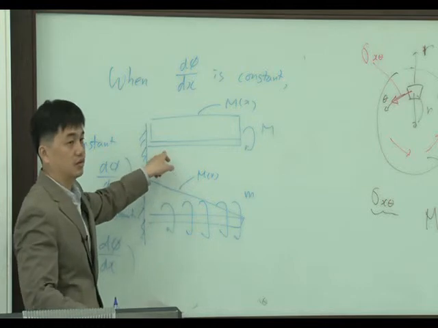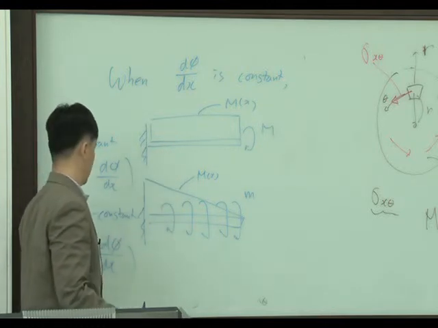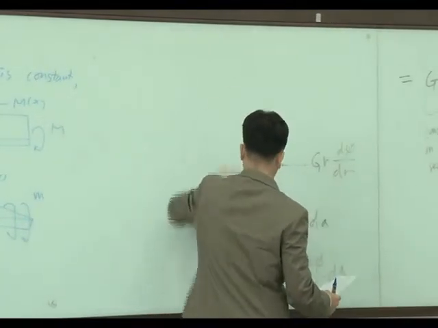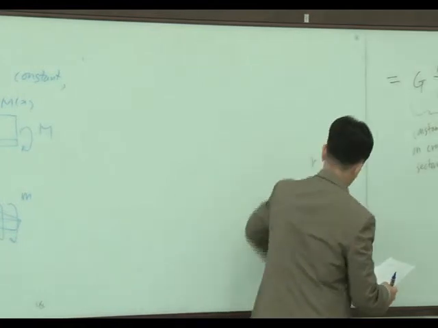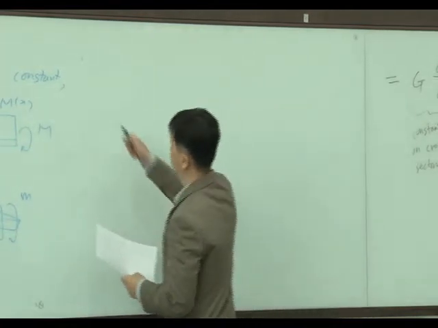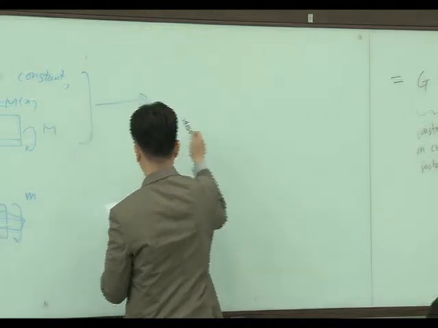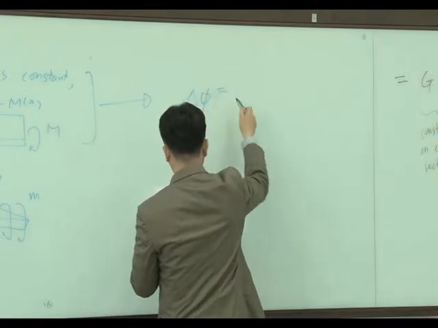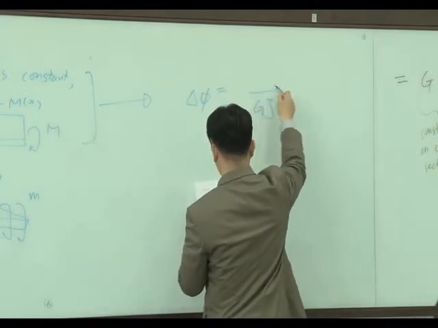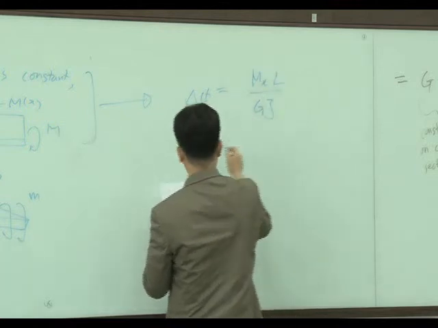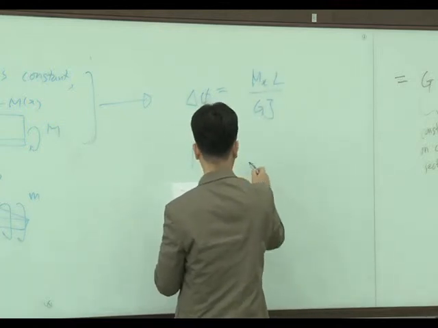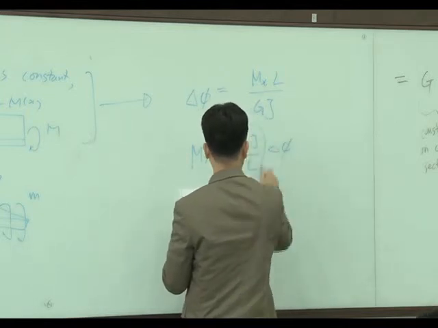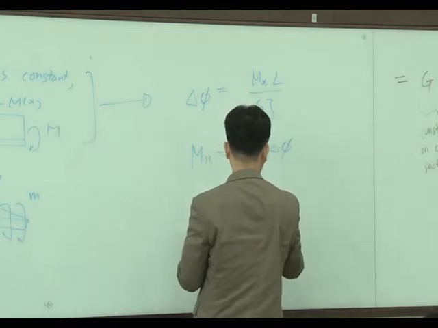Now let's consider this case. Constant change of twisting angle. Okay. So in this case, delta phi equals Mx L over GJ, and Mx equals GJ over L times delta phi. We are saying this is a torsional stiffness.